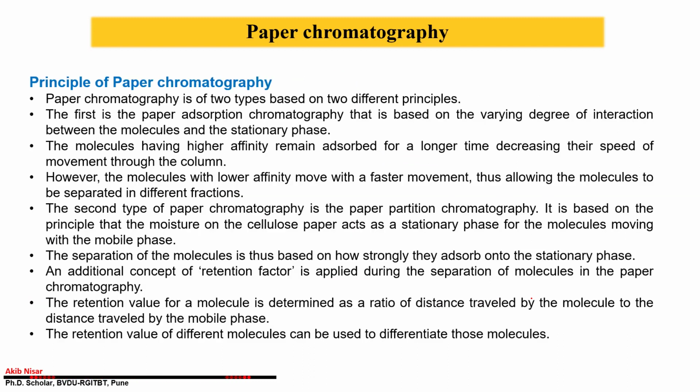Now paper chromatography, what is the principle? Paper chromatography is based on two different principles, two phenomena. One is adsorption and the second one is partition, as we discussed. When you talk about the adsorption technique, in paper chromatography there will be a mobile phase that is liquid, your solvent basically, and a stationary phase that is paper. But when you talk about partition chromatography, both are liquid phases, like the stationary phase is also a liquid phase.